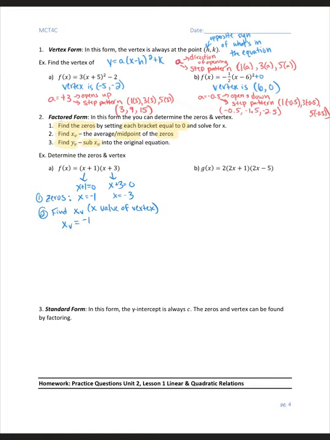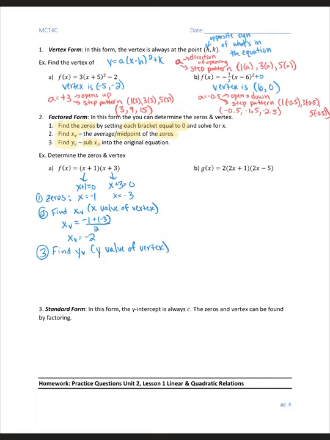So we're going to take our zeros, we're going to add them together, and we're going to divide by 2. So negative 1 plus negative 3 is a negative 4. Negative 4 divided by 2 is a negative 2. So that's the x value of our vertex. Now we have to find the y value of our vertex.